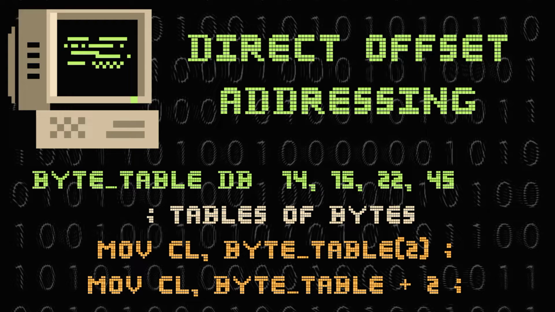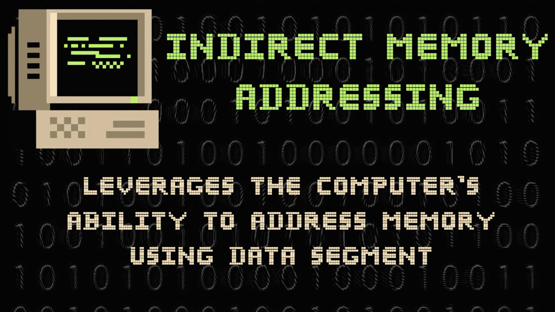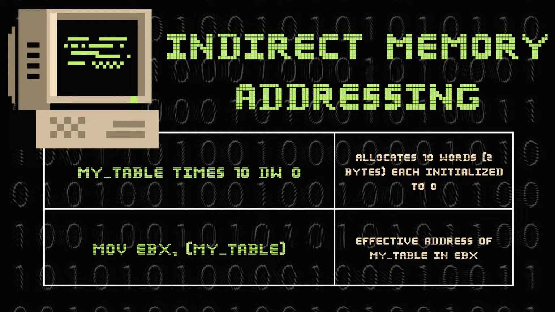The last addressing mode we will cover is indirect memory addressing. This mode leverages the computer's ability to address memory using segments. In fact, base registers like EBX, EBP, or BX, BP, and index registers like DI and SI are used within square brackets for memory references. Indirect addressing is particularly useful for variables that contain multiple elements, such as arrays.